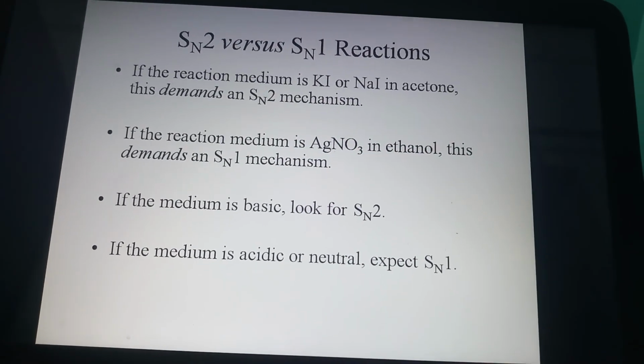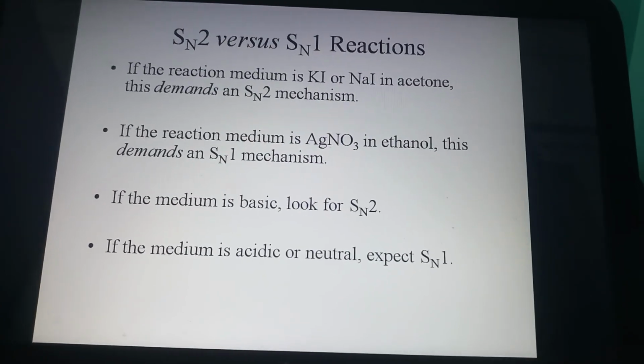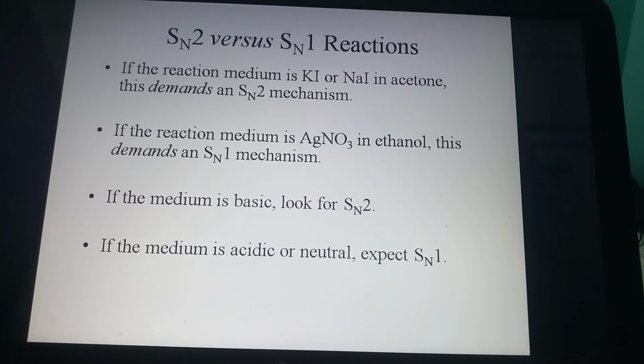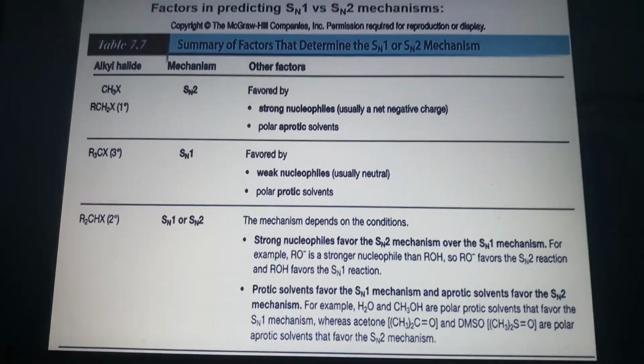If the medium is basic, look for SN2. If the medium is acidic or neutral, expect an SN1 mechanism. Here is the full chart.